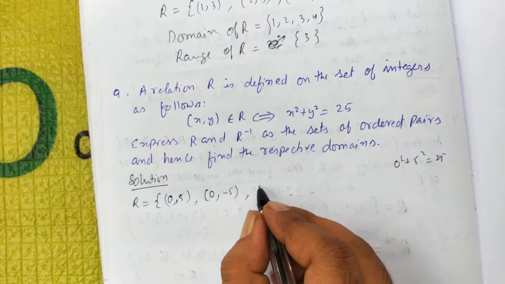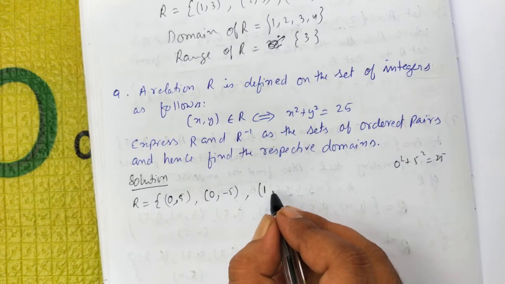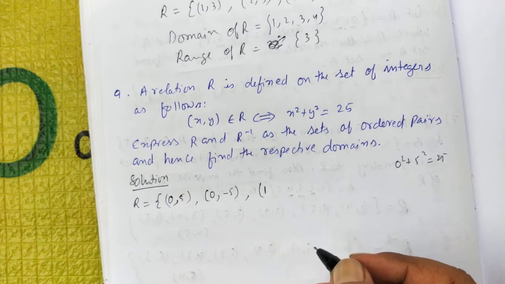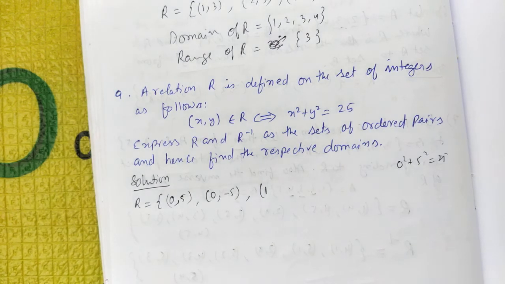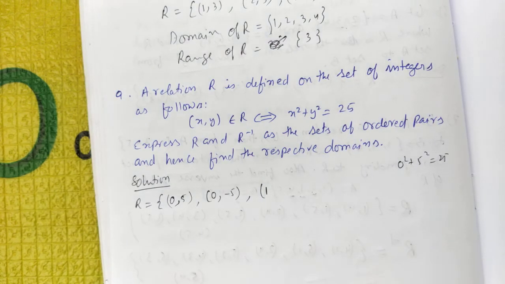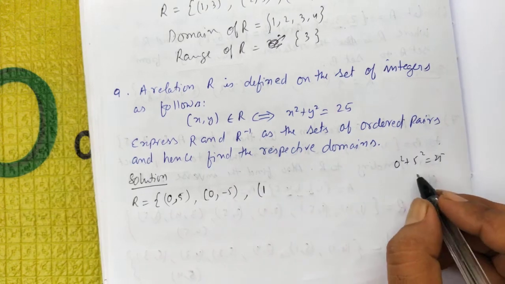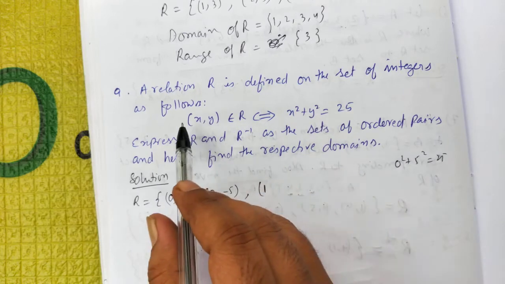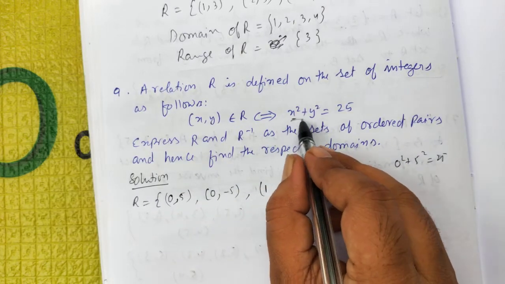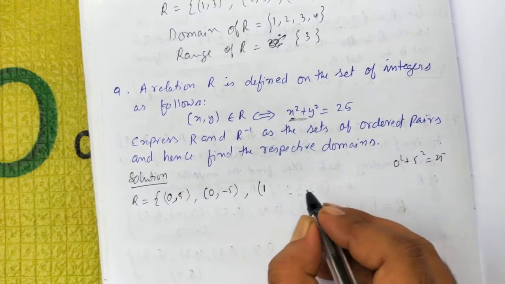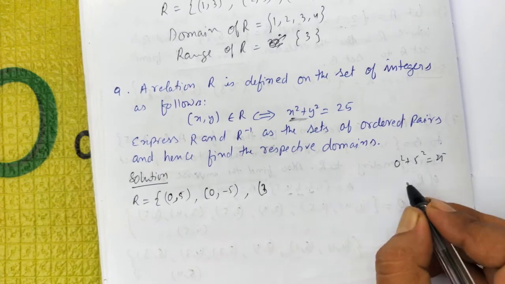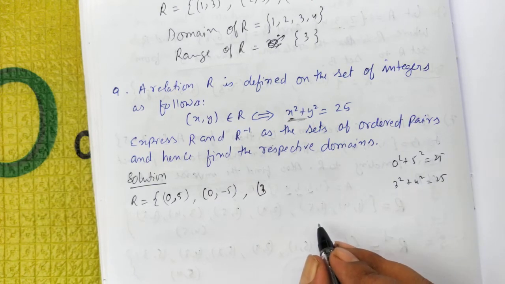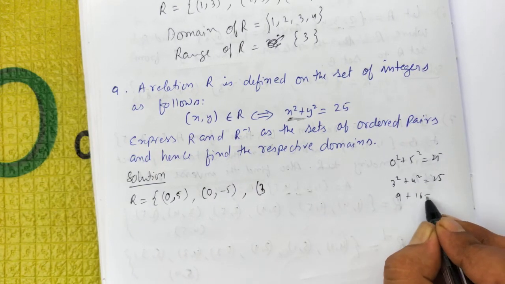If I put 1 in x, well, 1 we don't have a connection. If I put 2 square we don't have a connection. We have to get a number which can satisfy this. Okay, it's like Pythagoras theorem. We can use 3. 3 square plus 4 square is always 25. That is 9 plus 16 is 25.